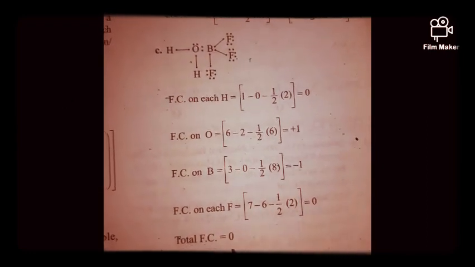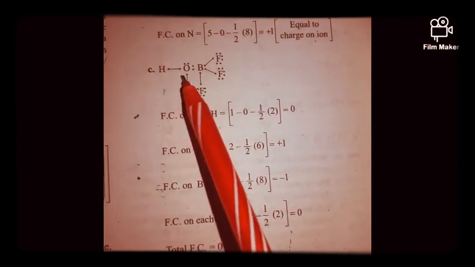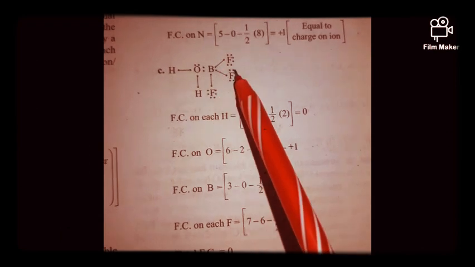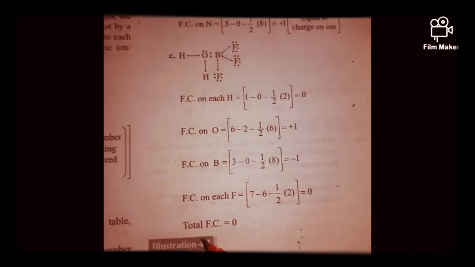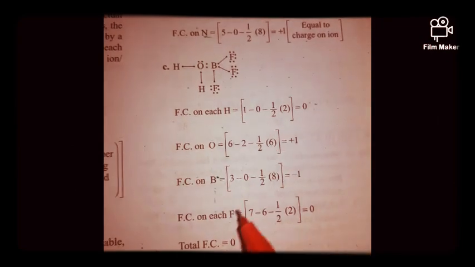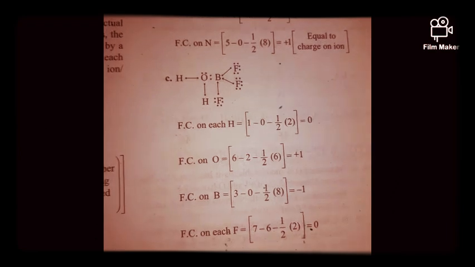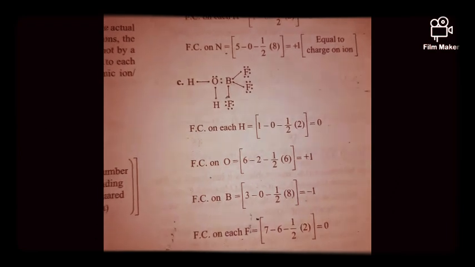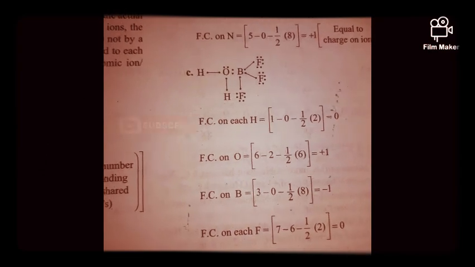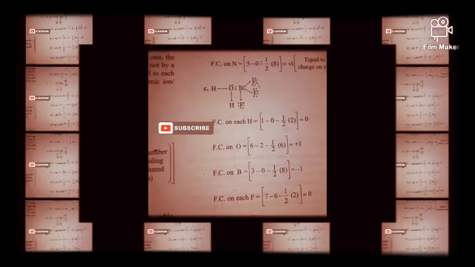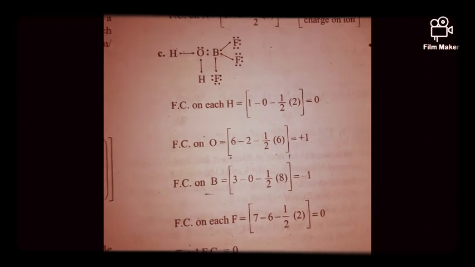So the total formal charge is 0, because the formal charge on oxygen is +1 and the formal charge on boron is -1, so +1 and -1 get cancelled. So the total formal charge on this one is 0, friends. Hope you understood this. The thing you have to remember is just the formula: formal charge is equal to group number minus non-bonding electrons, or lone pair of electrons, minus half into bonding electrons or shared electrons.